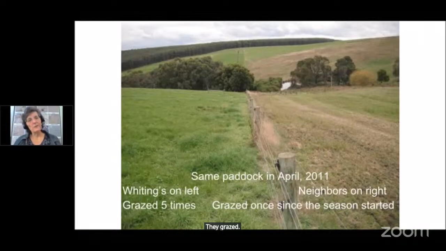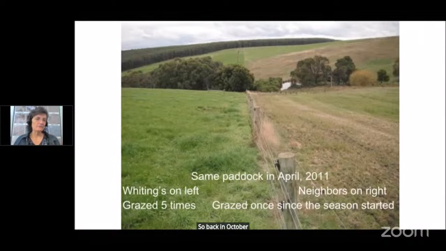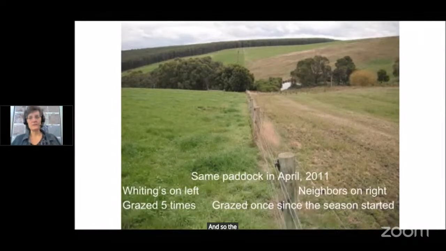only once. And you have to realize this is Australia, so the beginning of the growing season is in November. So back in October is where we put on the compost on the Whiting side, whereas they resowed the paddock over on the conventional side. And so the Whitings have saved all this money, the neighbors have not. The Whitings have been able to graze 5 times.